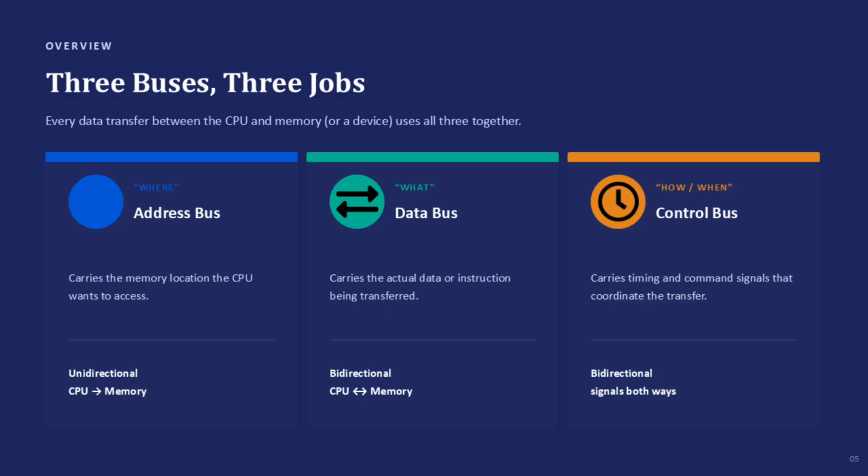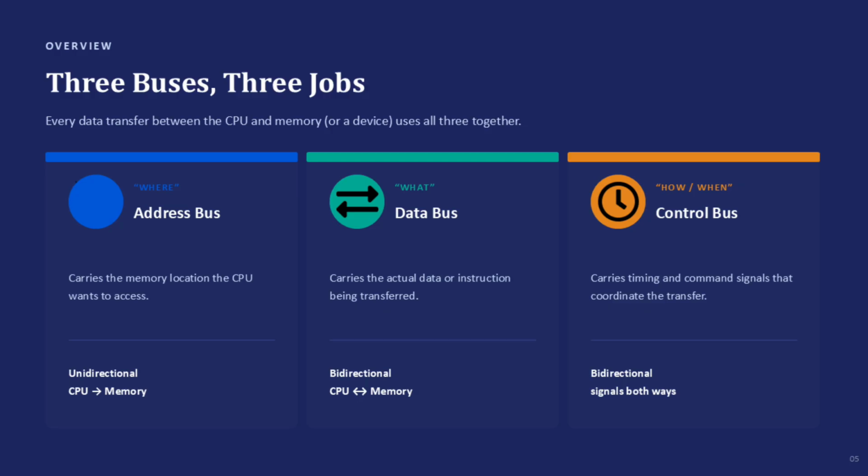Next comes the data bus. This answers the question what. Once the correct memory location has been identified, the actual information, whether it is data or an instruction, travels through the data bus. Unlike the address bus, the data bus carries information in both directions. Sometimes the CPU reads data from memory, other times it writes data back to memory. Therefore, the data bus is bidirectional. Finally, we have the control bus. This answers the question how and when.